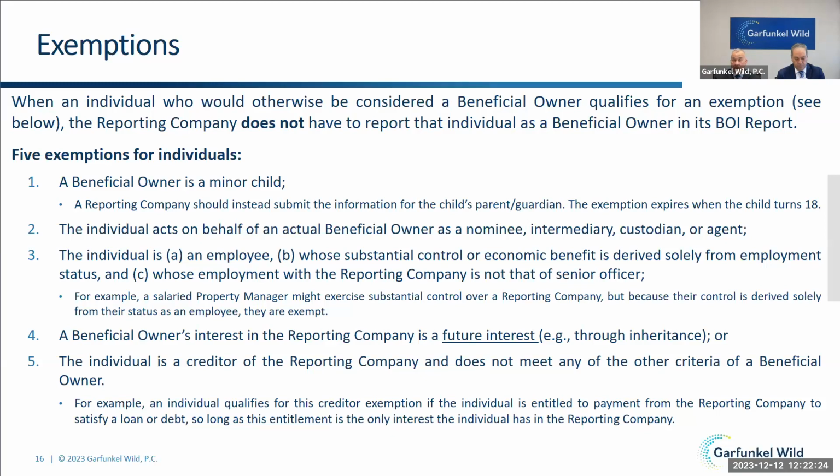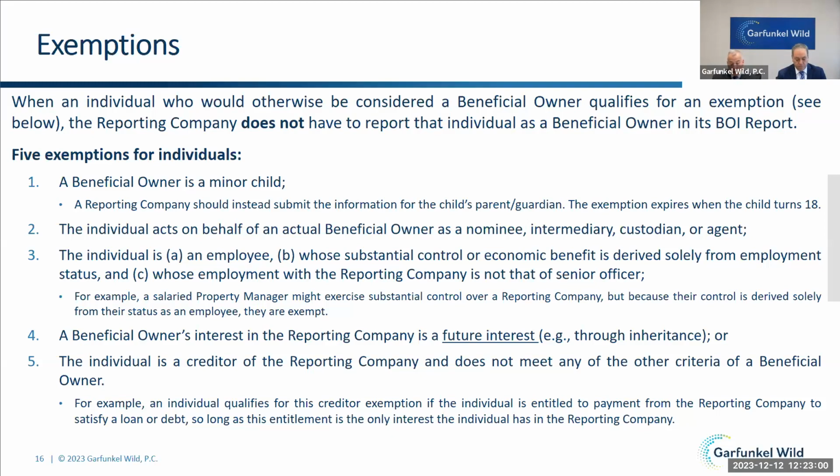child turns 18. So as you can see, when it comes to reporting, you're going to have to be mindful now of personal criteria and characteristics of individuals that have certain rights. So if you have a child who has an interest in a company who's 15 years old, suddenly you're going to have to report that child's parent or guardian, but you're also going to have to keep track or annotate in your records when that child is turning 18. So at that point, you could submit a BOI report for that child who has just turned 18.